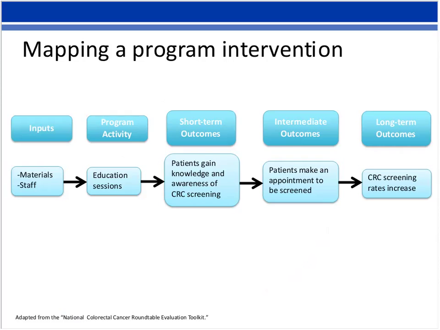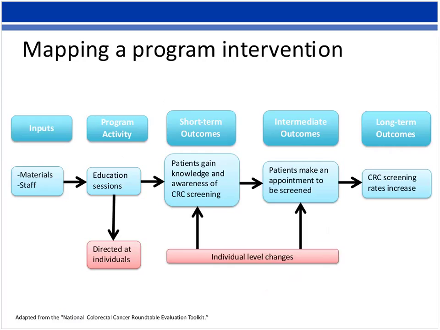So in this program intervention, we have a colorectal cancer education screening program. And of course, just like any good logic model, we have our inputs, our activity, and then our outcomes, both short, intermediate, and long-term. This one is focused on patients gaining knowledge about screening, patients making an appointment, and then ultimately screening rates increasing. So the key piece here is that this is all directed at individuals, an individual level change. That's the key takeaway from this image.